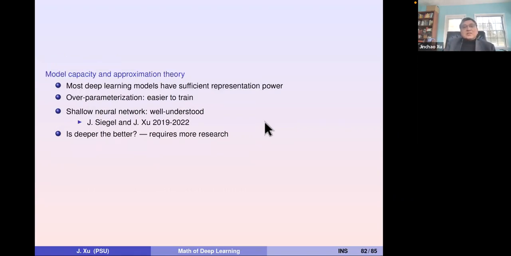But anyway, there's another question. Do we believe that the model capacity, my understanding is, most deep learning models have sufficient representation power? You have lots of parameters, I believe, because you make it easier to train. My 3x3, 4x4 example is kind of an illustration. On the approximation theorem, Jonathan and I have written quite a lot, and I believe we understand the shallow neural network quite well these days. The deeper neural network requires more research. Is deeper the better? And all that kind of question.